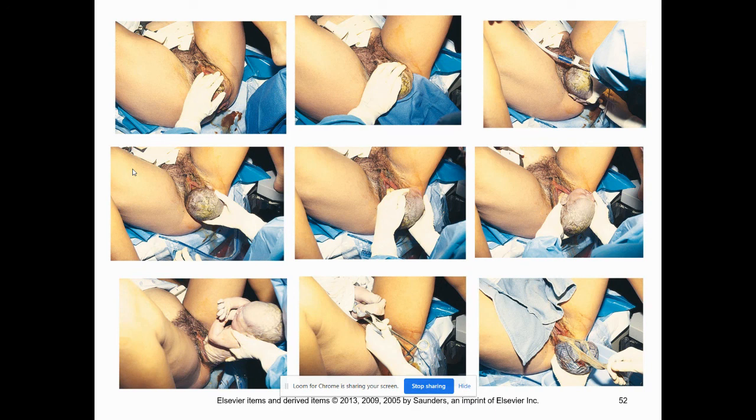And anyway, all these pictures are the whole process, and it ends in the lower right-hand corner with expulsion of the placenta. The cord should never be pulled aggressively because that can be very dangerous. It can cause an inversion of the uterus. So the uterus and the placenta don't separate, and by pulling on the cord, you have caused a prolapse or pulled out the uterus, which is very life-threatening.